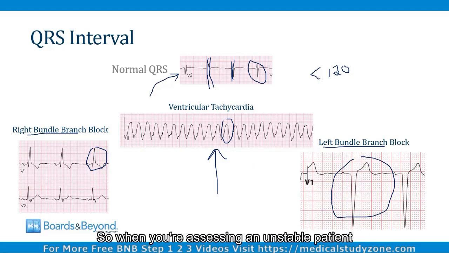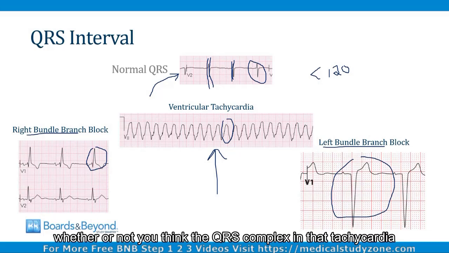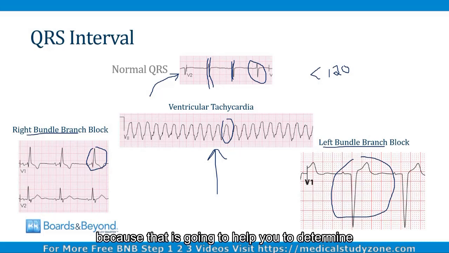So when you're assessing an unstable patient who has a tachycardia, the first thing you want to do is decide whether or not you think the QRS complex in that tachycardia is wide or narrow, because that is going to help you to determine what the cause of the tachycardia is and how to treat the patient.